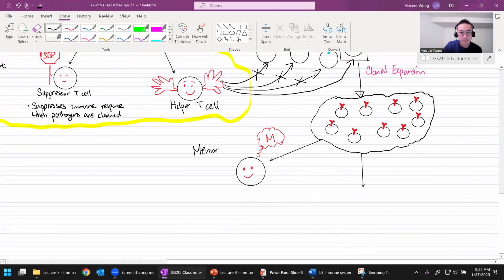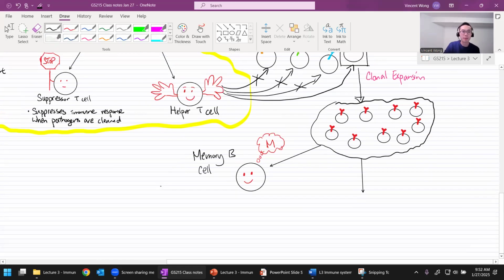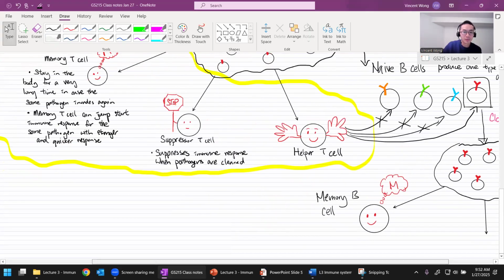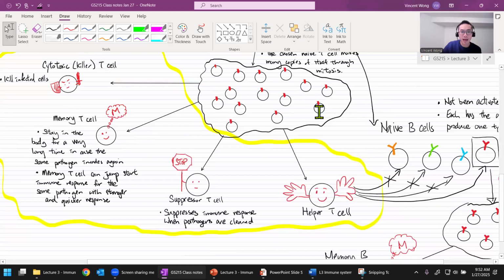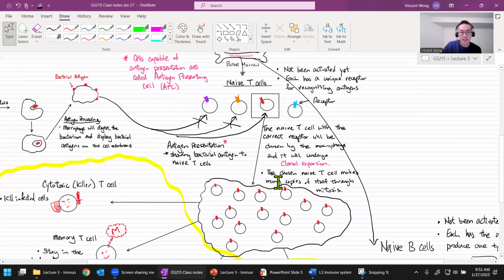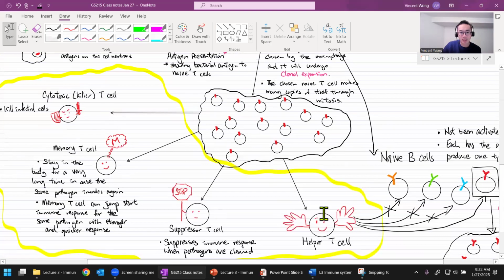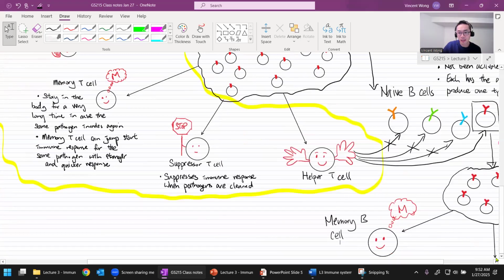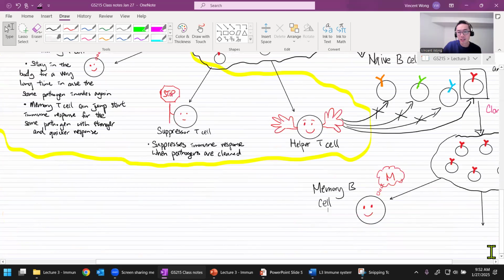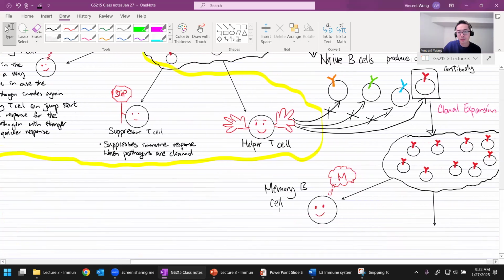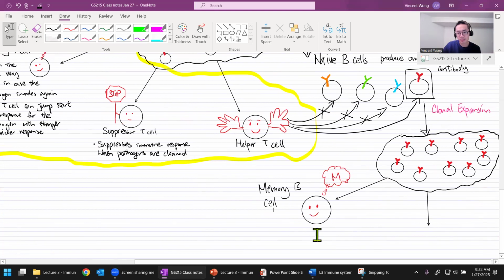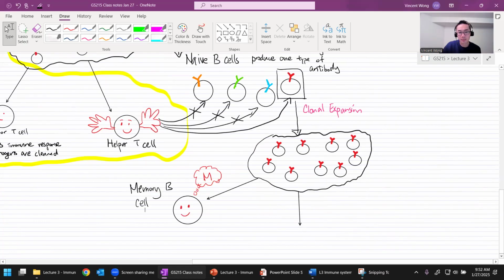Memory B cell. Okay? It has a similar job as T cell. Right? So memory T cell will allow you to bypass this selection process, and then it will just jump directly to making these T cells. Whereas memory B cell will allow you to skip this second part here, and then it will allow you to make the products here. Okay, so that's the memory B cell. I'm not going to write it down.